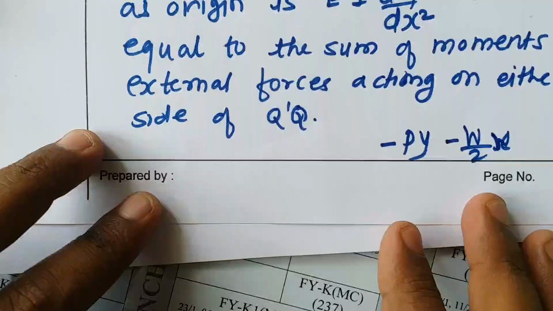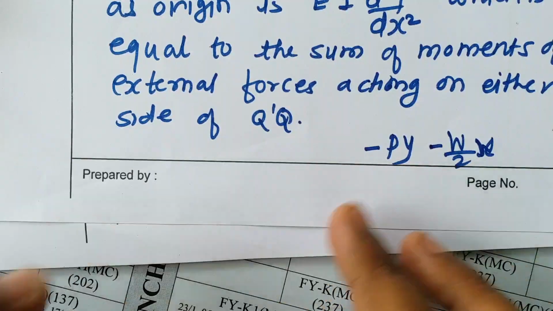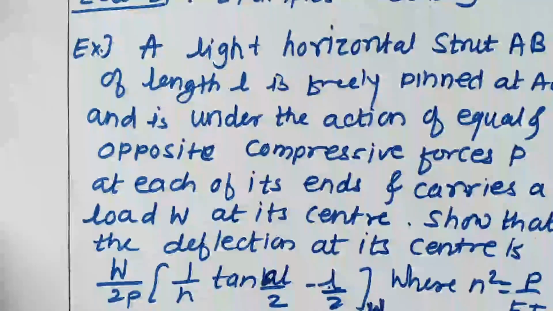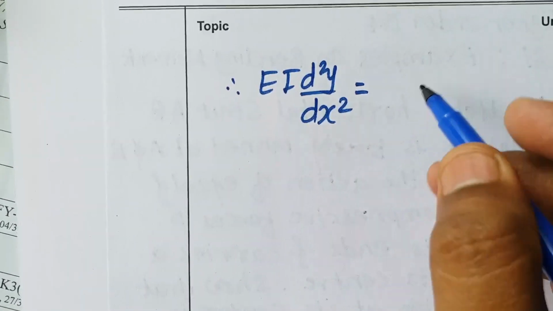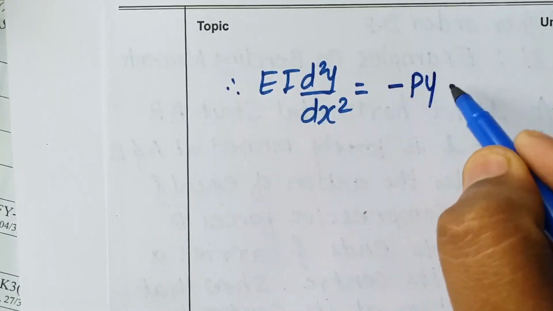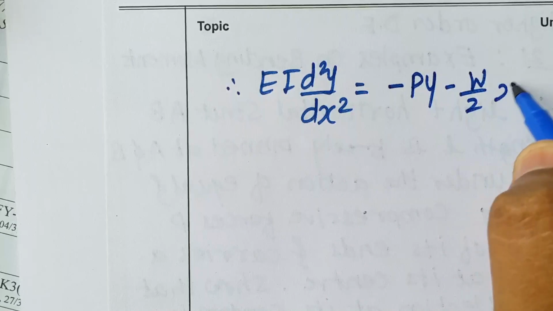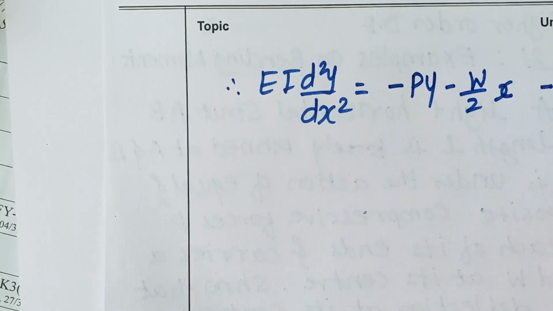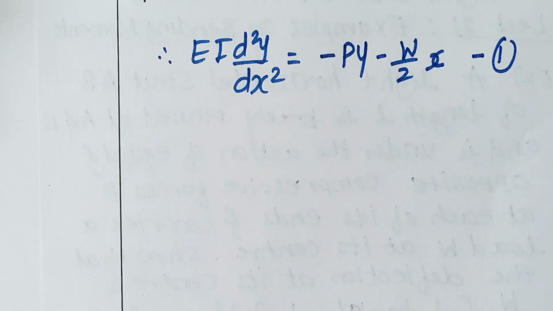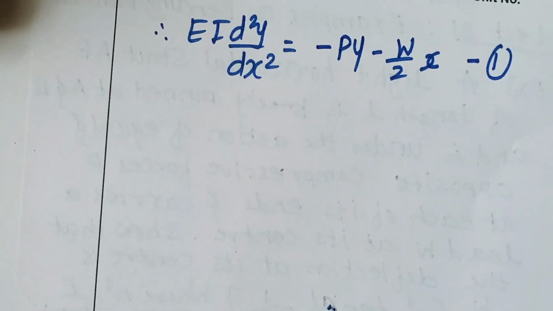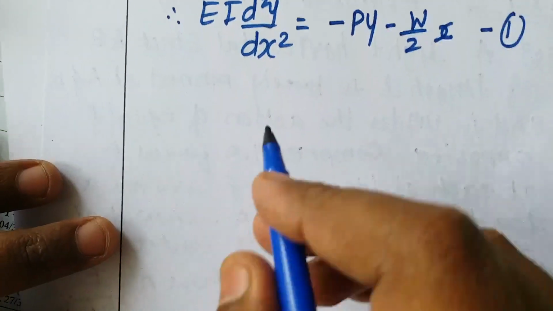Therefore the right hand side of the equation will have minus Py and minus W by 2 x as the sum of the moments, and both of them are negative because of the directions. So the right hand side will be minus Py minus W by 2 into x. This will be your differential equation of the given situation. Now once we get the differential equation, the next things will be easier to calculate.